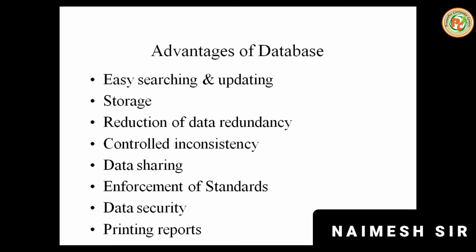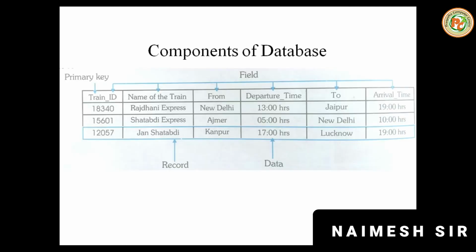Data security, you can impose the security on a specific access, like user can access some part of data, administrative can access some part of data, employees can access some part of data. So you can impose the data security on the specific table or the data. Printing the reports, because we are storing all the information in a specific order, so we can easily get any kind of report just by firing a single query. Okay, so this is all about the advantages of database.